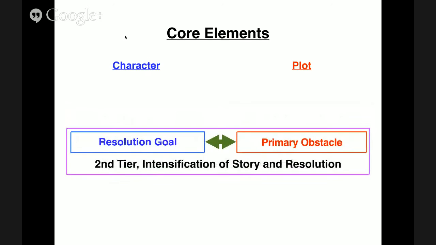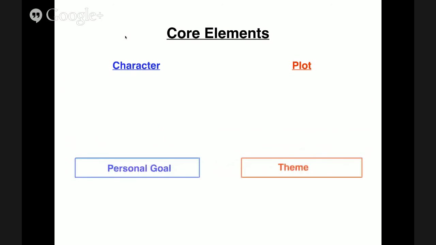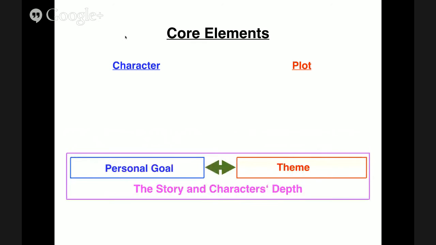The third is the resolution goal and the primary obstacle. This is the second tier of the story, the intensification of the story where the stakes are raised, and the eventual resolution. Okay? And the personal goal and theme. This is where the story and the character's depth are realized.